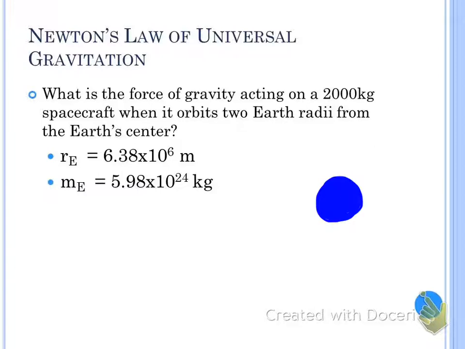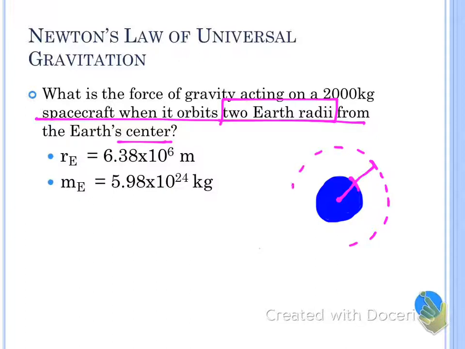So here's the Earth. The radius of the Earth is from the Earth's core to the surface of the Earth. That's what the radius of the Earth is telling us. And it's telling us here that this spacecraft is orbiting 2 Earth's radii from the Earth's center. So it's traveling a distance, right? Here's one radius worth of distance. Here's another. That's where it's orbiting. It just so happens to be the same distance from the Earth's center to its surface.